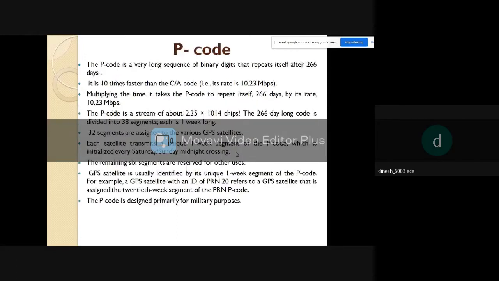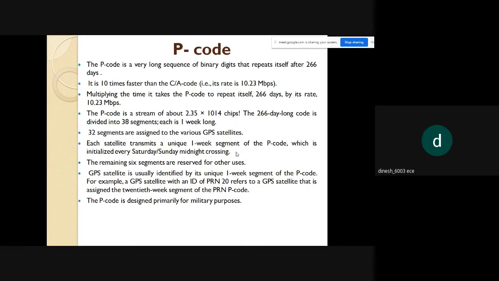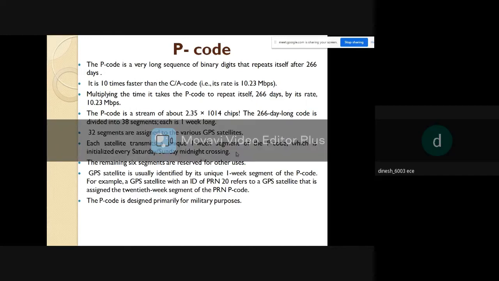On to the next is the P code or precision codes. These precision codes are a very long sequence of binary digits that will repeat itself. The codes will repeat themselves after 266 days. So the code type which is used on the first day and on the 267th day will be the same.